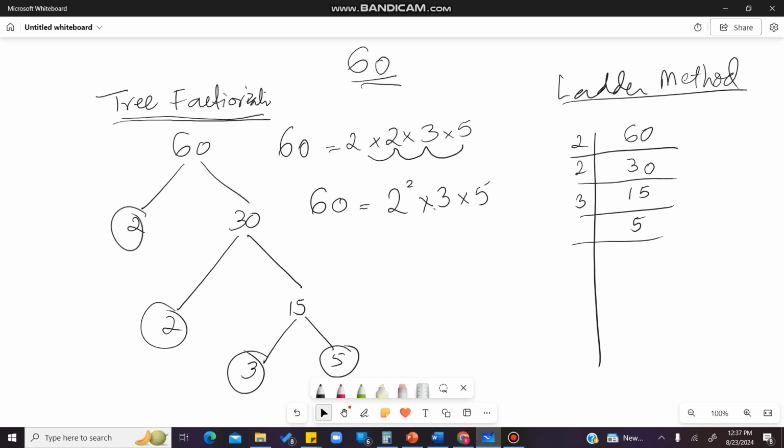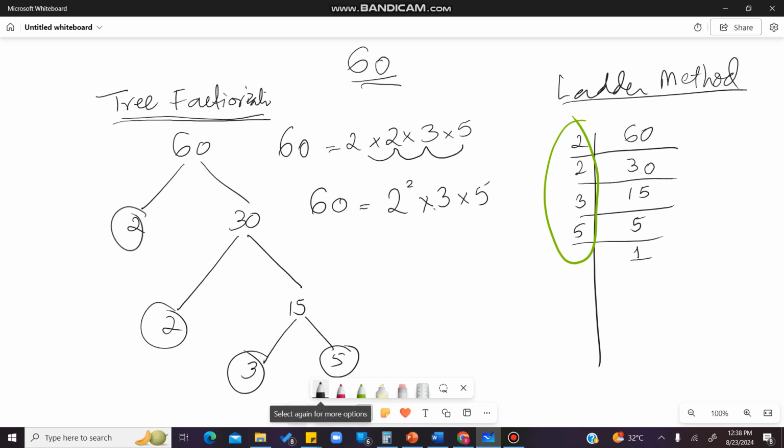Now, 5 needs to be factorized. Is there any number that can divide 5? No, but 5 itself. Therefore, we divide with 5 and we end with a 1. Once we've received a 1 at the end of the ladder, that means we have completed our factorization. Now let's see, what are all the prime factors that we've received? All the numbers on this side of the ladder are the prime factors.